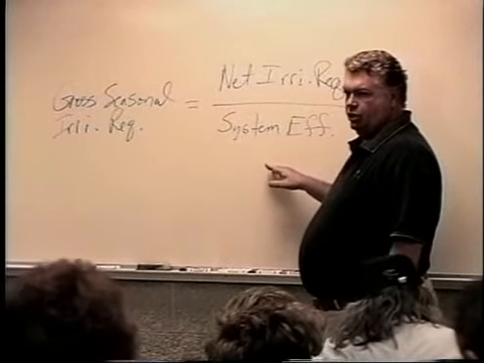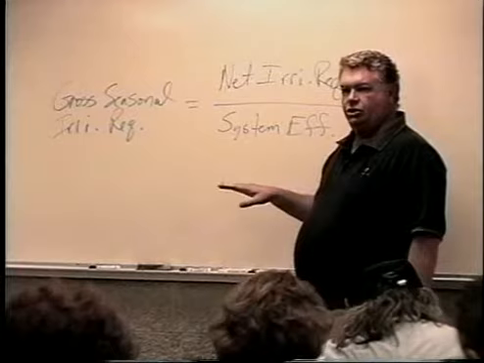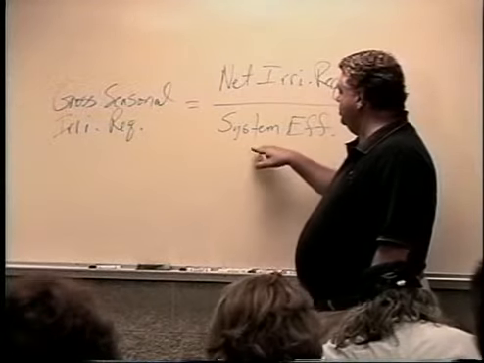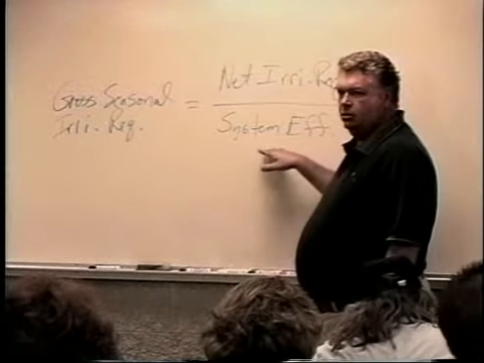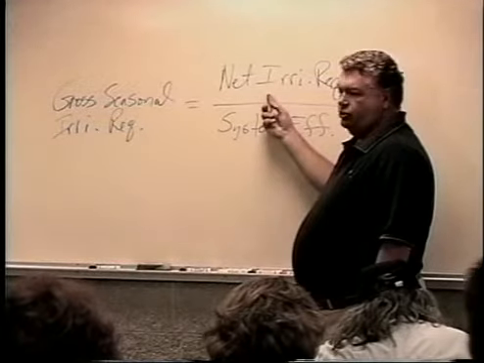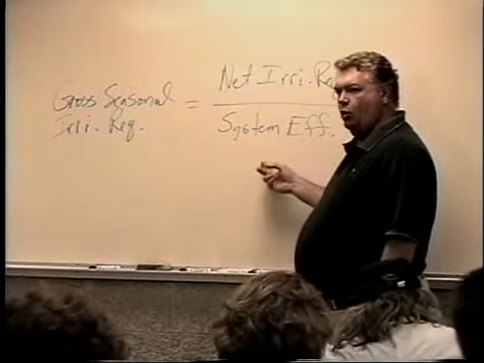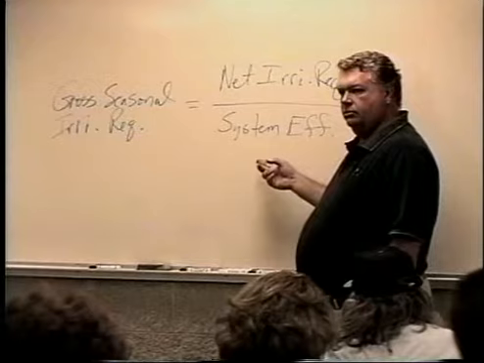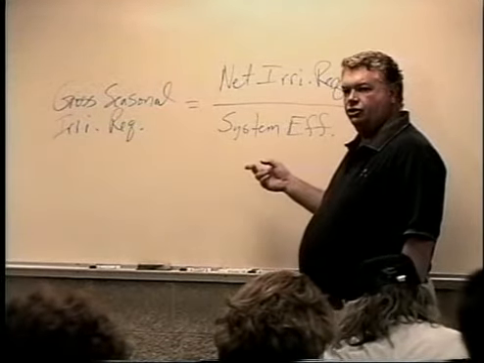This efficiency is going to be in a percentage. So if we had a turf system that's 80% efficient, this efficiency would be 0.8. So if we needed 30 inches of water, we divide it by 0.8 to get the actual total amount of inches that we needed.